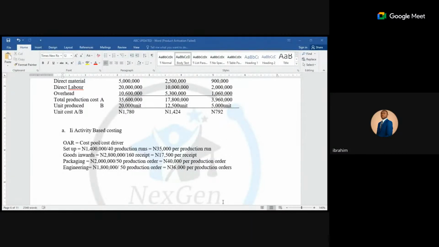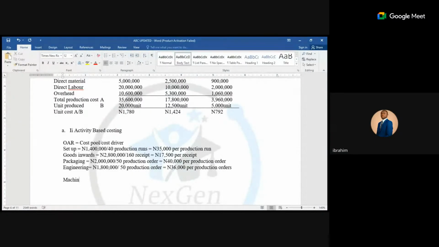Now what we need to do is get the cost per production order. If this is the cost per production order, how many production orders do they have? We'll get there. So after this part, what do we have? We have machine, right?